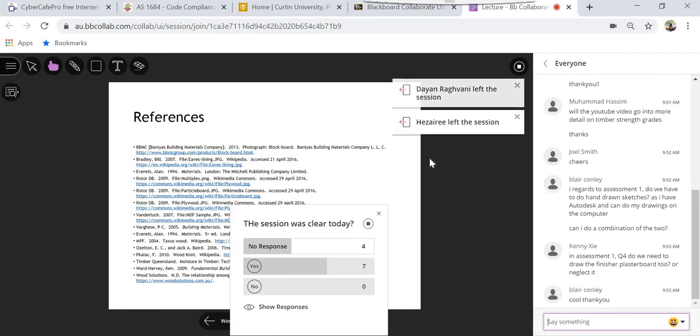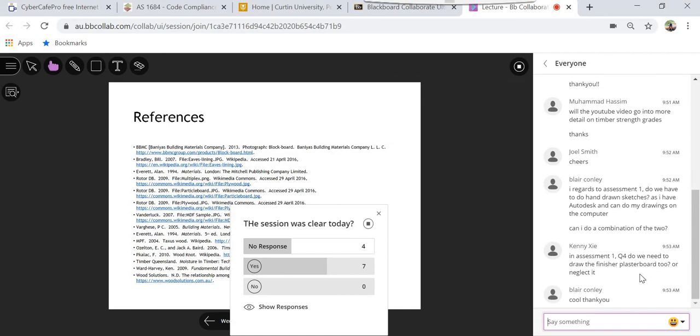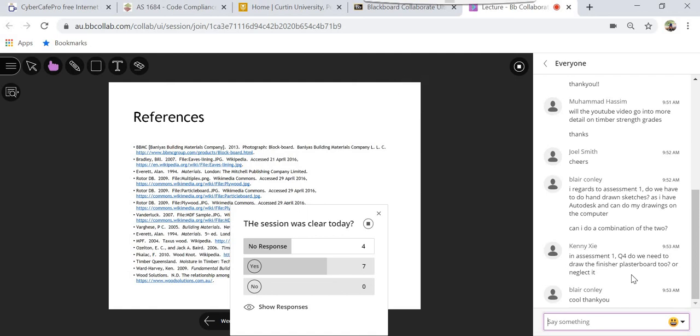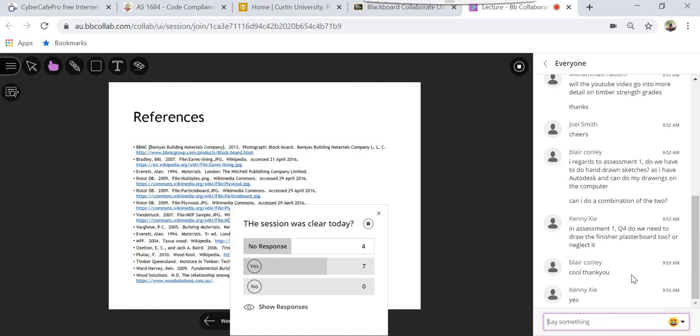Question number 4, Kenny. No, you don't need to. It's just that I provided that information. I think you are asking about the end condition, how the suspended floor is supported on the wall in question 4. No, you don't have to. I provided those details because it's good to combine previous knowledge with the remaining assessment, but you don't have to.